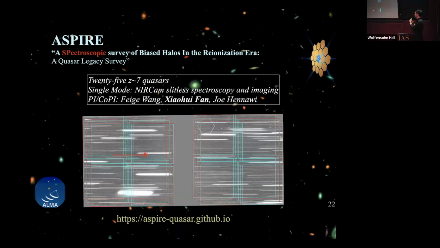So instead of doing slit spectroscopy, we're opening up the entire field, so every object becomes a spectrum. So in addition to the quasar, all the galaxies in the field have spectra as well, whether they're in the foreground or at the quasar redshift, to understand both the quasar and the environment. Of course, key here, we do 25 pointings to get a sense of statistics. So that's the first one.